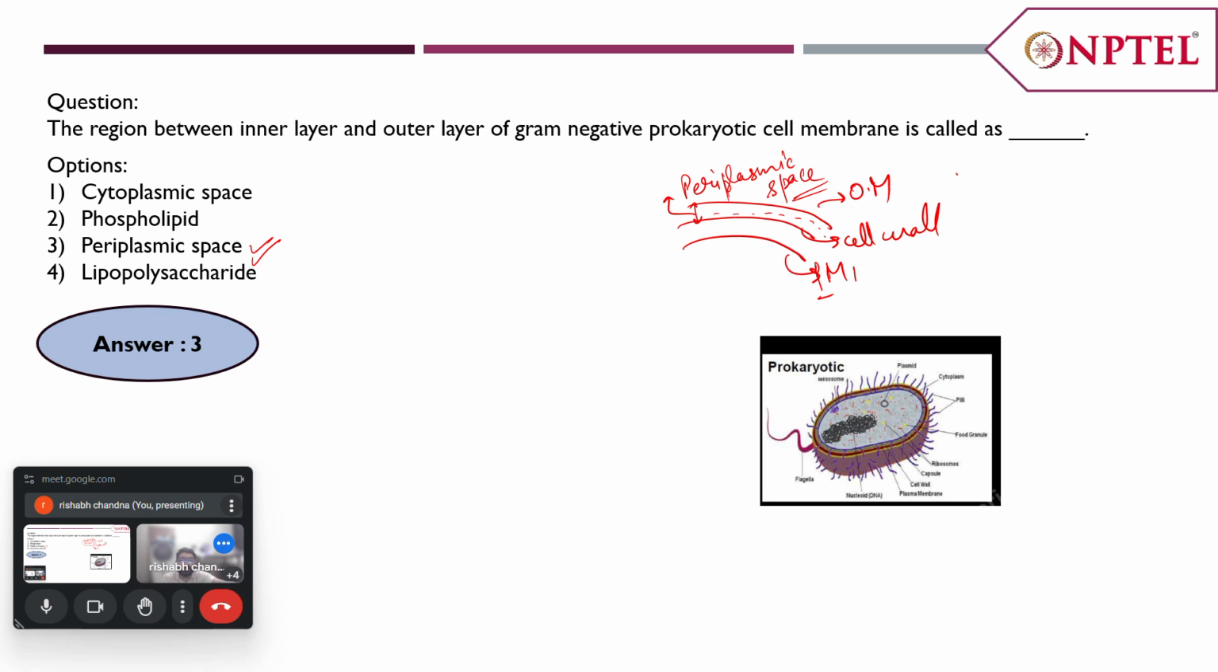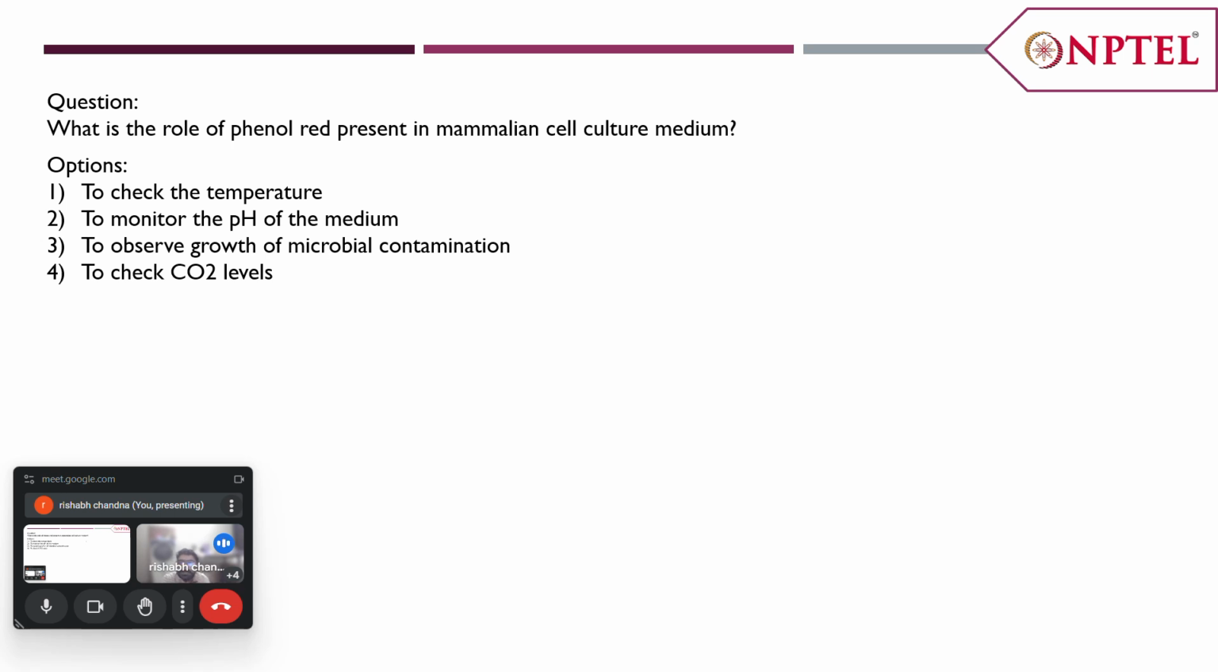Okay, if not, then we'll move on to the next question. What is the role of phenol red present in the mammalian cell culture medium? So yes, phenol red is a pH indicator.